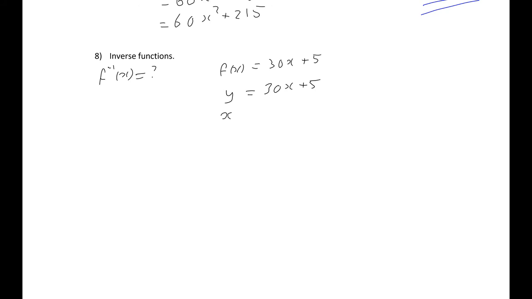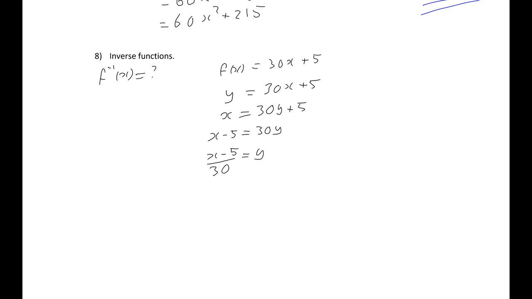So we get x equals 30y plus 5. Note, the numbers in front haven't moved. I've literally just changed that y into an x and that x into a y. Okay, now we want to rearrange this equation to get y equals again. So I'm going to take 5, x minus 5 equals 30y, then I'm going to divide by 30. X minus 5 over 30 equals y.